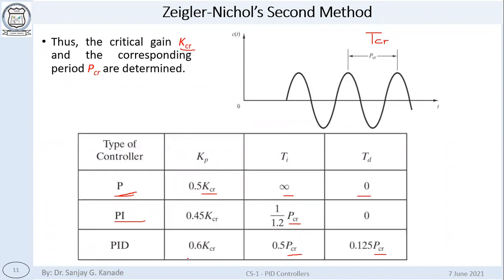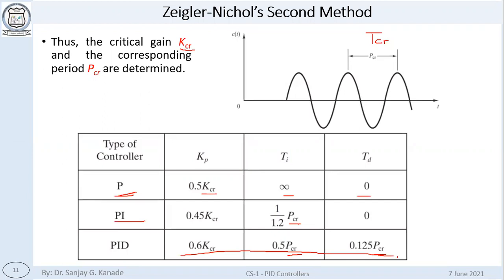And in case of PID, we'll have all the three components: 0.6 KCR, 0.5 PCR, and 0.125 PCR. Okay, so this again is another table that you must remember all the time.